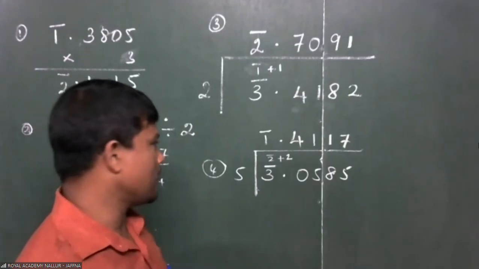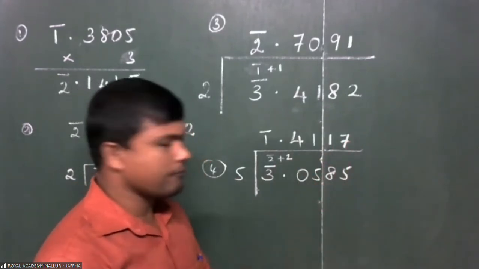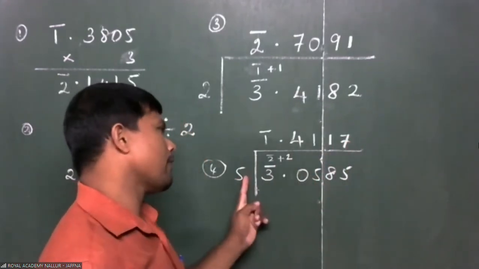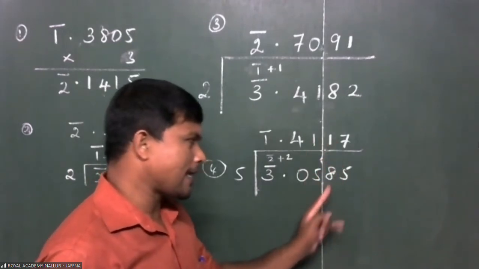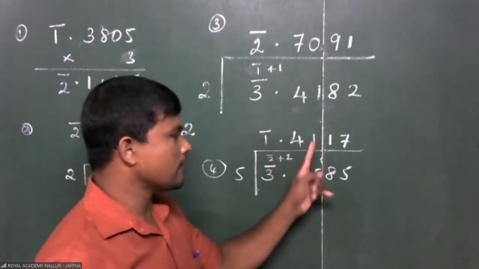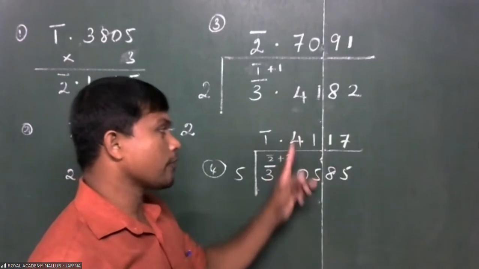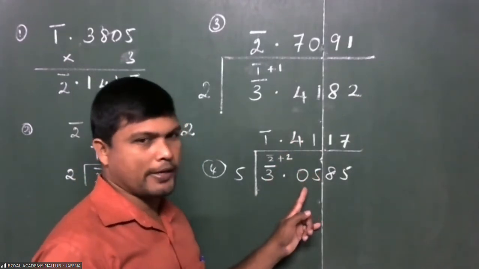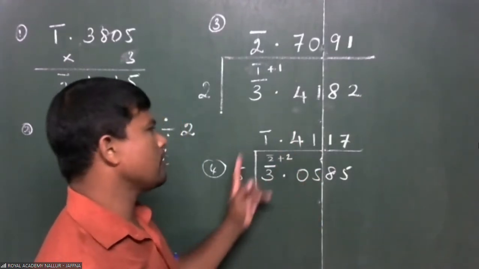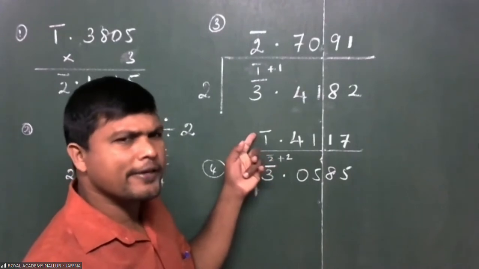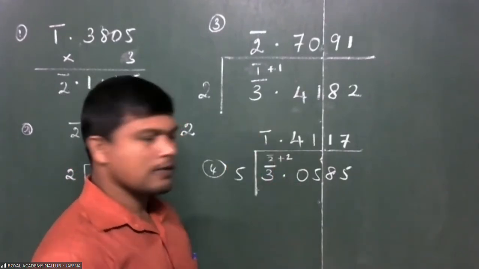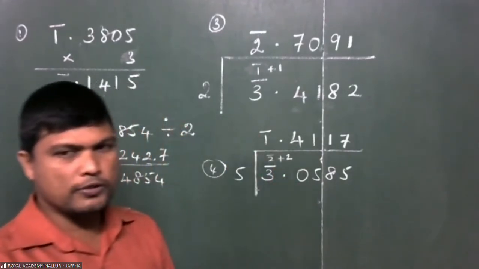Let's multiply it now. 5 into 7, 35, 3 remaining. 5 into 1, 5 plus 3, 8. 5 into 1 is 5. 5 into 4 is 20, 0 here, 2 remaining, that is plus 2. 5 into bar 1 is bar 5. Bar 5 plus 2 is bar 3.